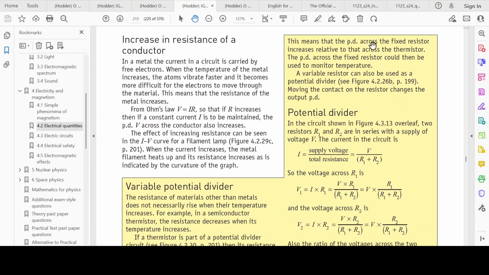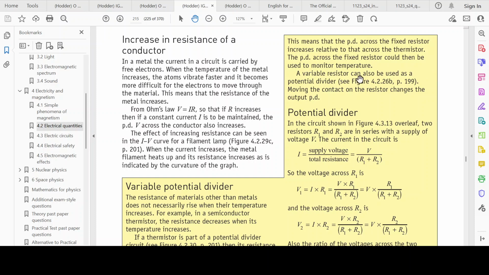This means that the potential difference across the fixed resistor increases relative to that across a thermistor. Why? Because a fixed resistor, when it gets hot, its resistance increases. So it's like a regular material. It's not a semiconductor thermistor that has decreased resistance with temperature. So the potential difference across the fixed resistor could then be used to monitor temperature. The higher the potential difference across the fixed resistor, the hotter it is. So that could be used as a temperature monitor.